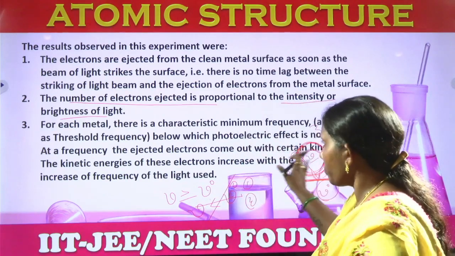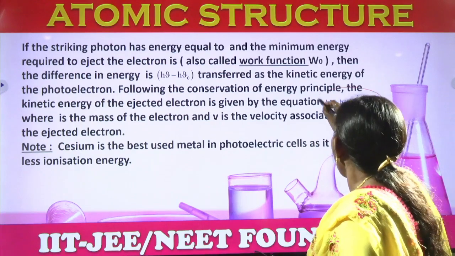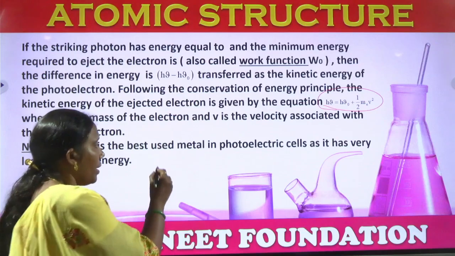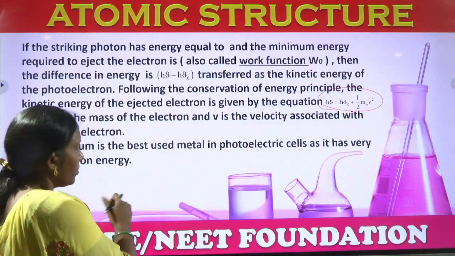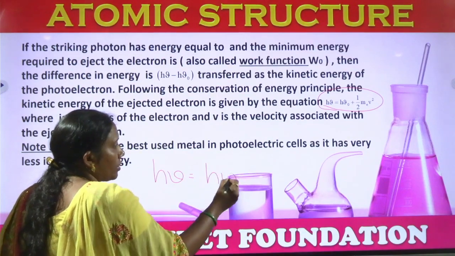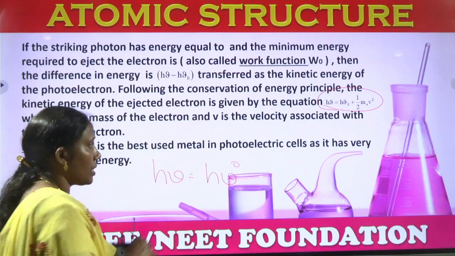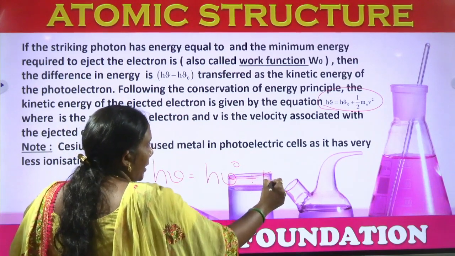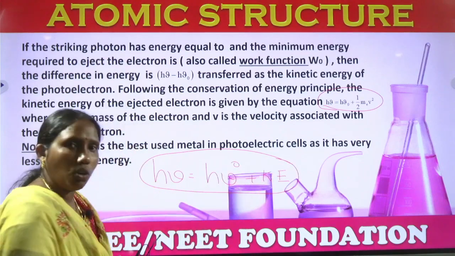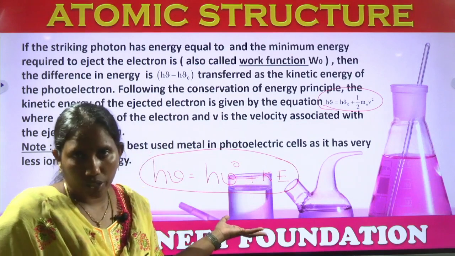Actually, see, we have a final equation here: h nu is nothing but the energy emitted. h nu equals h nu naught plus kinetic energy, where nu is the frequency and nu naught is the threshold frequency. This is called the equation for the photoelectric effect. Okay. So, h nu equals h nu naught plus kinetic energy.